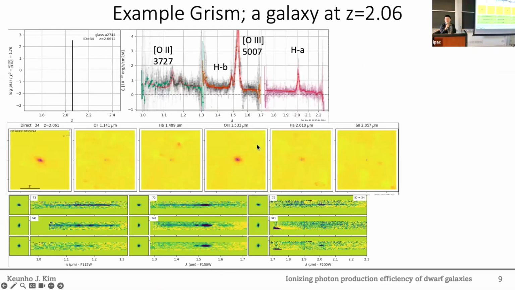Here is an example of Grism spectroscopy for our sample galaxy at redshift 2.06, where we see a clear detection of prominent emission lines, including H alpha. The middle panel shows the emission line map of this galaxy with the direct continuum image on the left. And the bottom is the dispersion map of the Grism, consistent with the detections of emission lines.